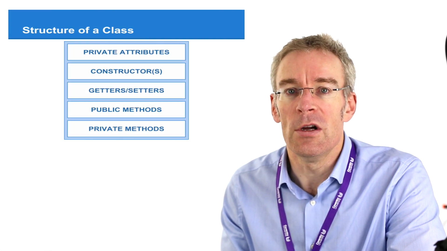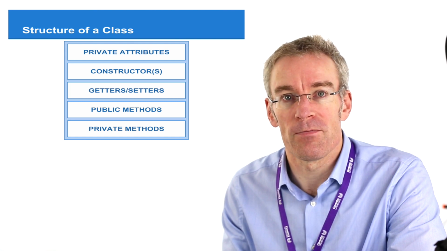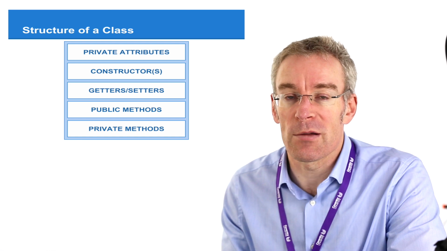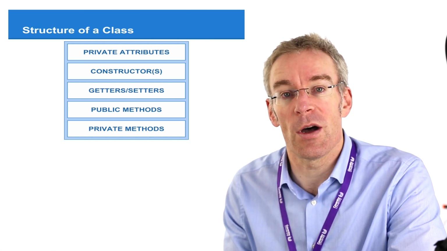Now, when we create a class in Java, there are several key parts to this. If you look at a Java class, you can break it down into 5 different sections. Normally at the top of the class, you'll see the private attributes. Underneath that, we'll have some constructors. That will be followed by getters and setters, and then we'll have our public methods and our private methods at the end.